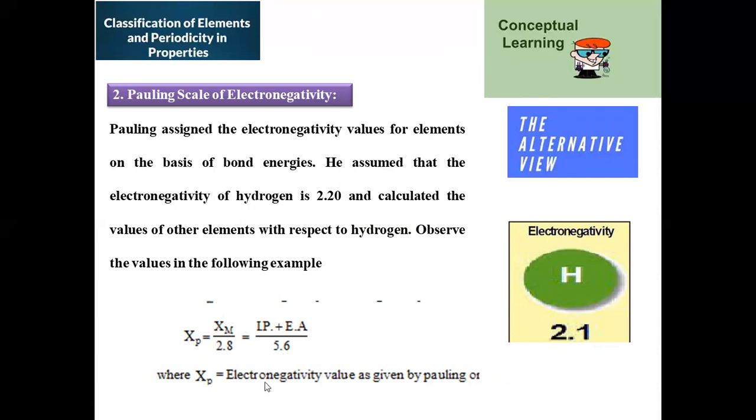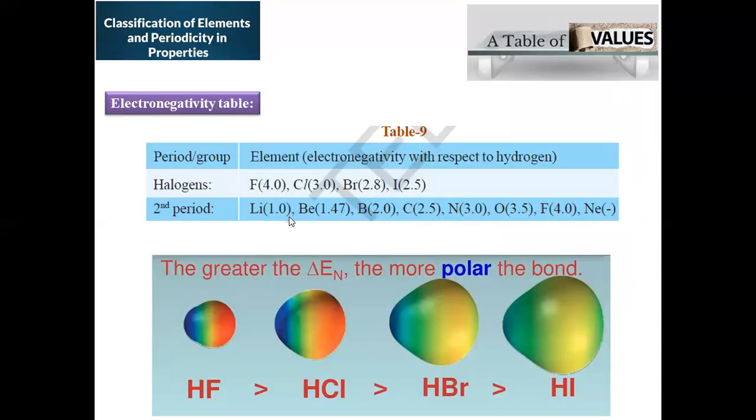And chi P denotes the electronegativity calculated by the Pauling scale. Hydrogen is taken as the standard, and with respect to hydrogen, all the remaining values were derived. Now, let us see the tabular form of electronegativity values with respect to a group and a period, how they vary in a group and a period.